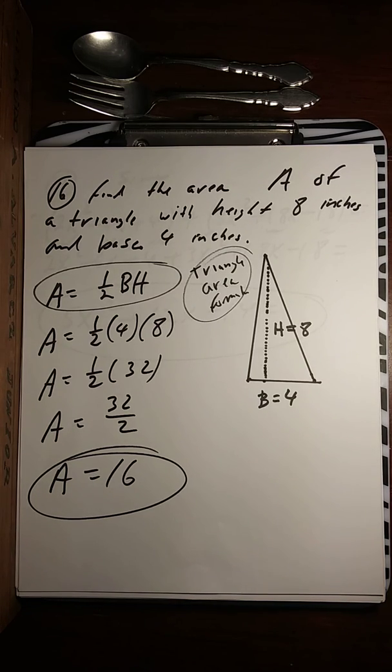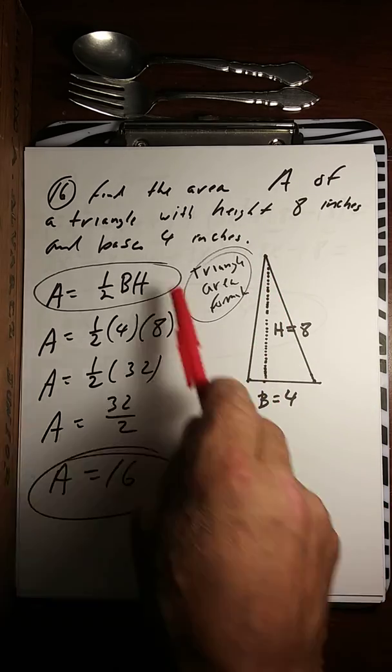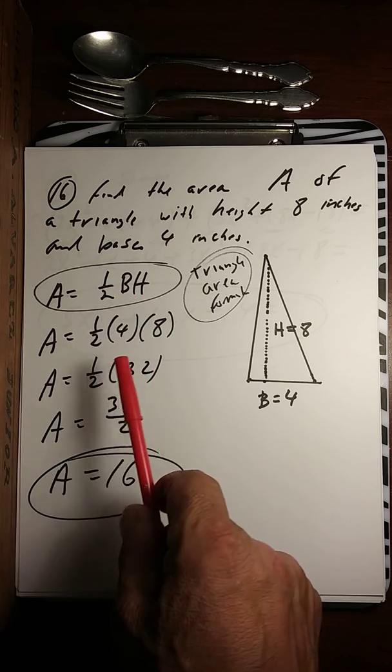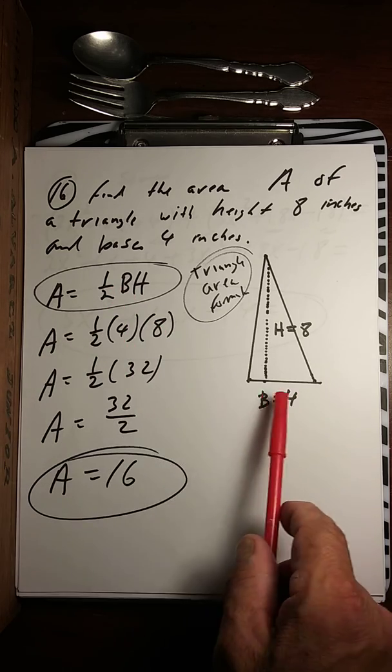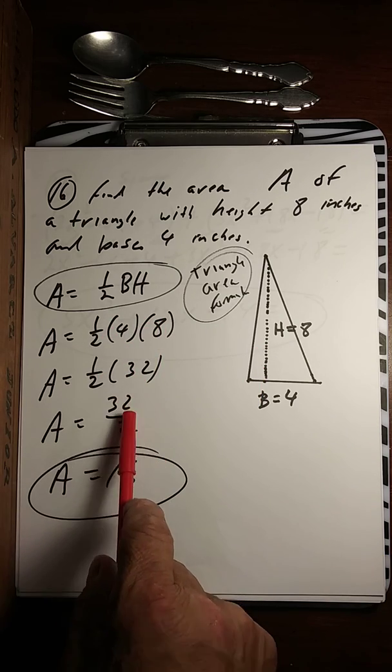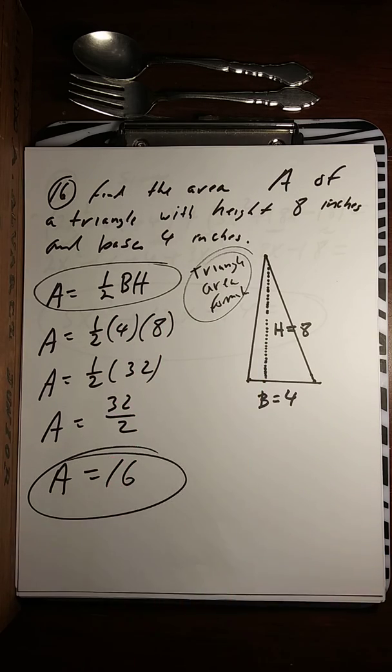Find the area of a triangle with the height and the base. Alright. Area equals 1/2 base times height. So the base is 4. The height is 8. That turns out 32. 32 over 2. 2 divides this, 16. That's it. That's the area.